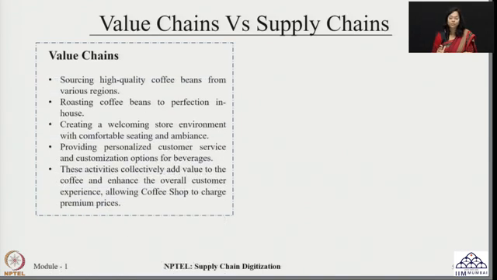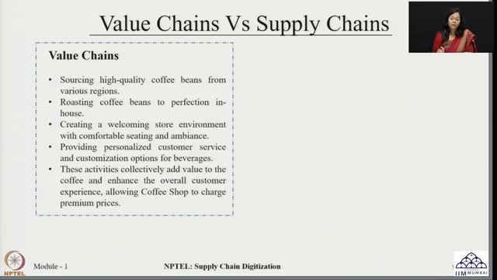In a value chain, suppose we look at the example of a simple cup of coffee that we can order from a coffee shop, because the expectation is to get a coffee which is of very high value for the customers. The sourcing is done for high quality coffee beans from a region which is well known or famous for this particular brand of coffee. In the next part, these coffee beans are roasted to perfection, and this can be done in-house to see that the quality of the coffee beans remains intact and can be passed on to the final product.